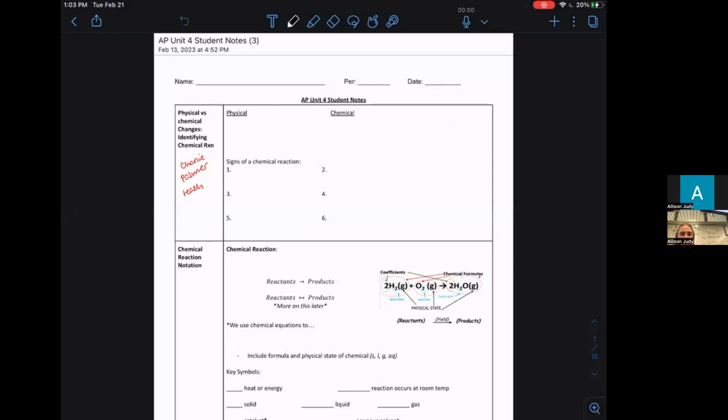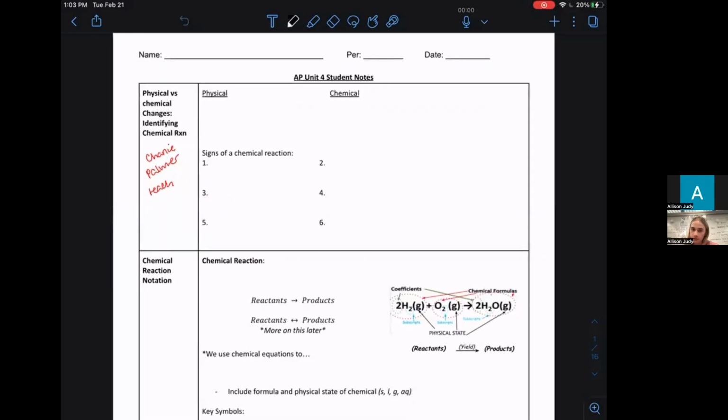All right. So we're starting unit 4. Unit 4 is about chemical reactions. It's kind of why we're actually studying chemistry. We get to talk about the interesting parts of chemistry now. This first intro, we're going to go over physical changes versus chemical changes. A physical change is when there is no change in the chemical identity of a substance.